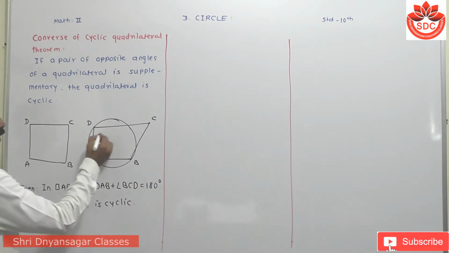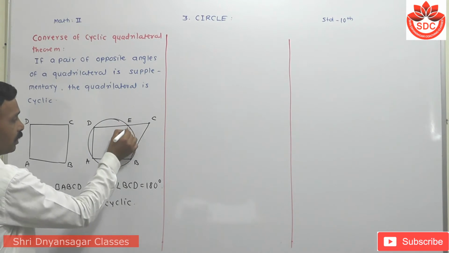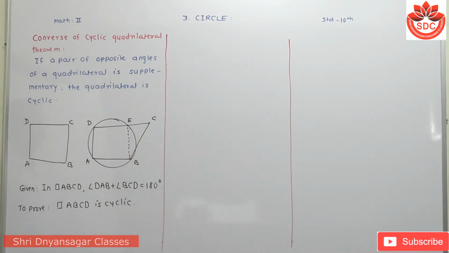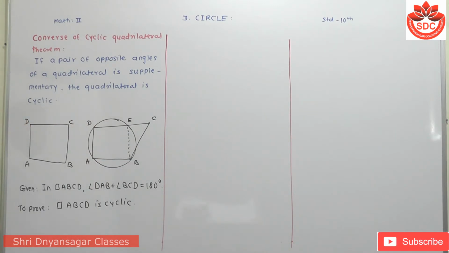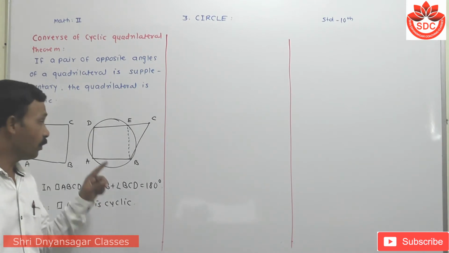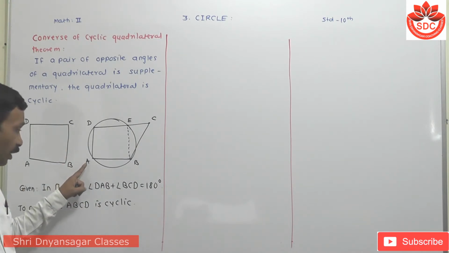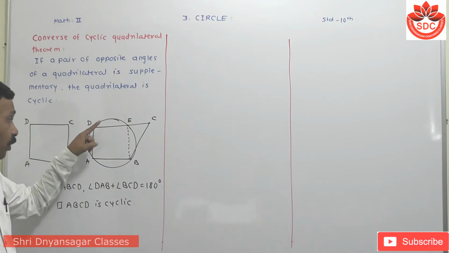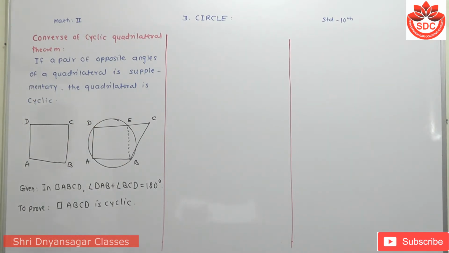Now this line DC intersects the circle in point E, suppose. We have to join the segment BE. Then student, this quadrilateral ABED is a cyclic quadrilateral. Then we use the property of cyclic quadrilateral, opposite angles are supplementary here also. Now student, all of you know that from any 3 points we can draw one circle. So we take here points A, B, and D. Then from these 3 points we can draw one and only one circle. This we know.